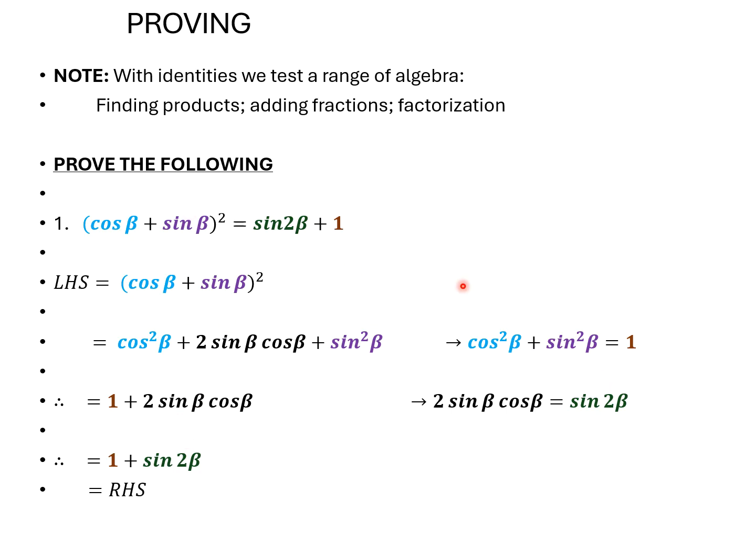The key here, don't forget the middle term. Most of the time when you multiply out, you're going to end up with cos squared plus sin squared, which then becomes 1. And from there, we then just simplify whether we have compound, double angle, etc. Now let's look at number 2.